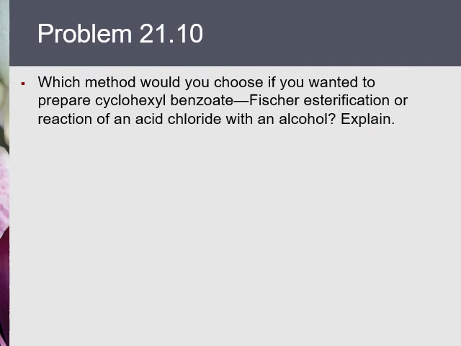Which method would you choose if you want to prepare cyclohexyl benzoate? Okay, so two methods: Fischer esterification or reaction of acid chloride with an alcohol. So first, Fischer esterification is the reaction between a carboxylic acid and an alcohol.